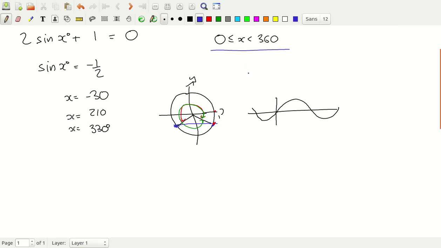Alternatively, exactly the same thing. Our calculator gave us minus 30 because to get minus 1/2 on this sine graph, we have to go at minus 30. The other solution is here. Using symmetry, that's 30, that's 30. This here is 180 degrees, crossing point of sine. So that gives you your 210, and the other one is 30 in from the end. So 30 in from 360 gives you 330 degrees.